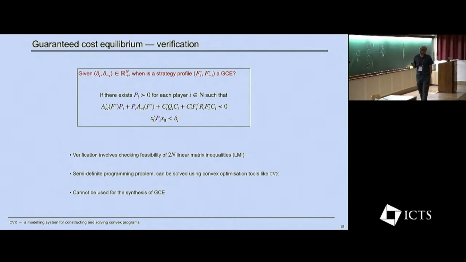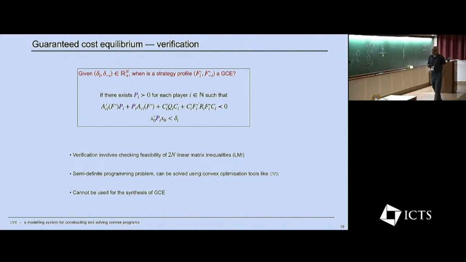So we have the following sufficient conditions: for each player, if there exists a positive definite matrix such that the following linear matrix inequalities hold true, then we say that this strategy profile is a guaranteed cost equilibrium. And if you see, these are 2n linear matrix inequalities, and it is a semi-definite programming problem and can be solved easily as a convex optimization using tools like CVX and so on.